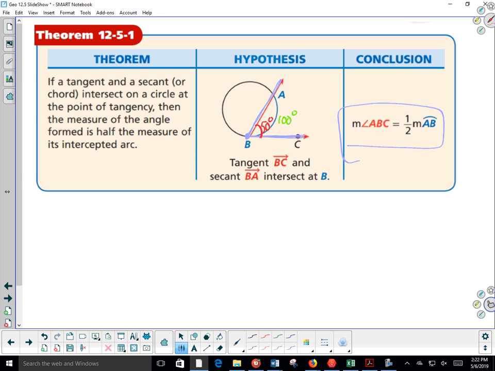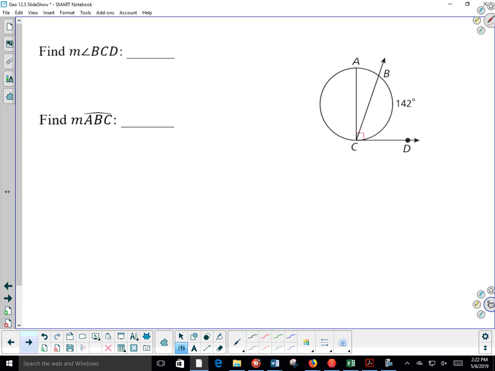Are we okay with this? Yeah. All right. And so we have a little example here. You're asked to find the measure of angle BCD. Angle BCD is this angle. What's the measure of that angle going to be, Mitch? 71. Do people agree with that? Yeah. All right, 71 degrees for that angle.